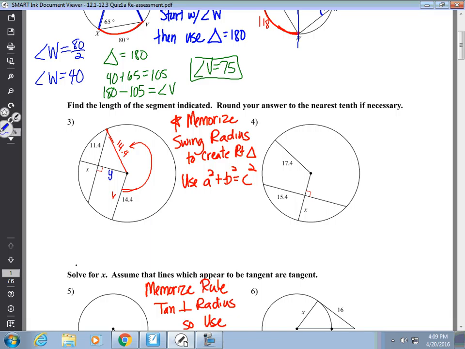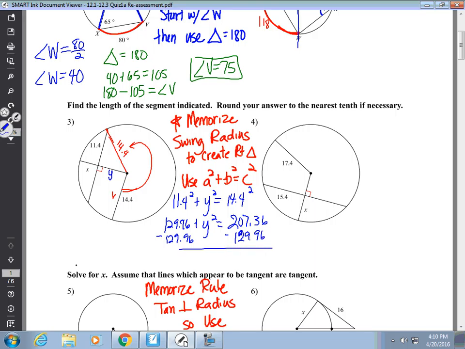Pythagorean theorem states I can do my 11.4 squared plus y squared is going to equal my 14.4 squared. And this is why you're going to need your calculator. And don't round, even though it's a decimal and we are squaring. You're going to write down the decimal. So the first decimal was 129.96 plus y squared, and then 14.4 squared was 207.36. So we're going to subtract the 129.96. Remember, we're not going to round until the very end.